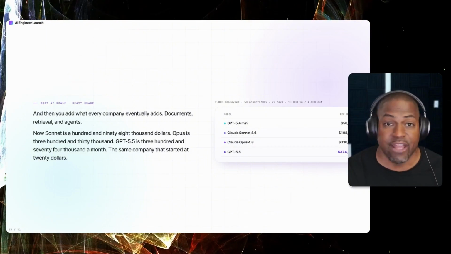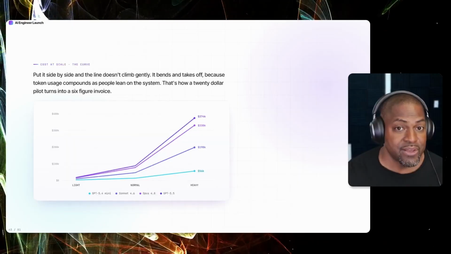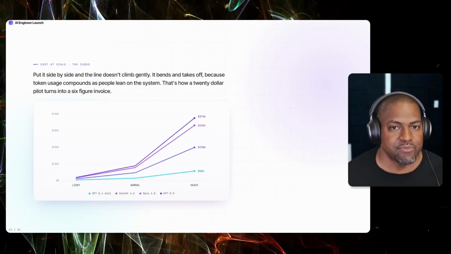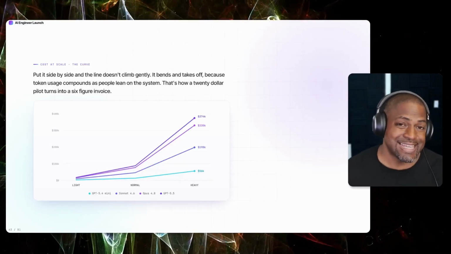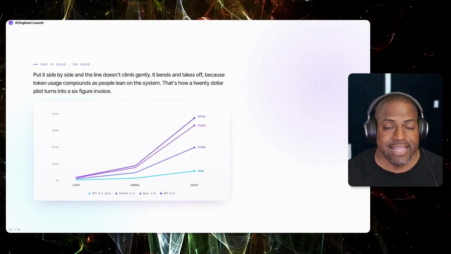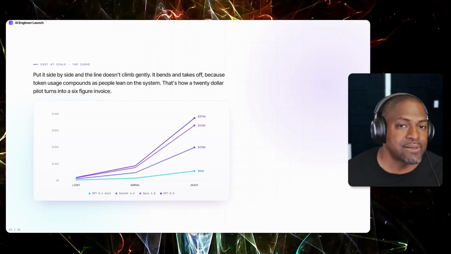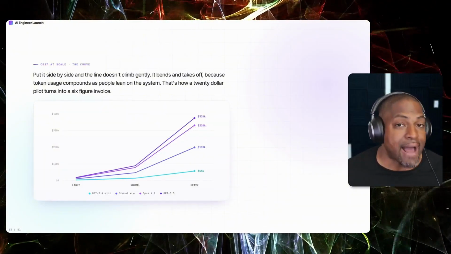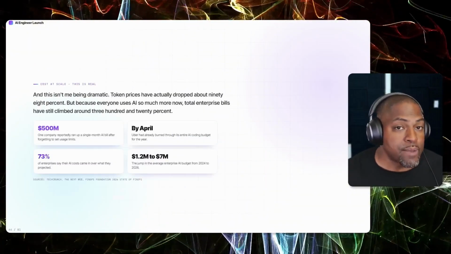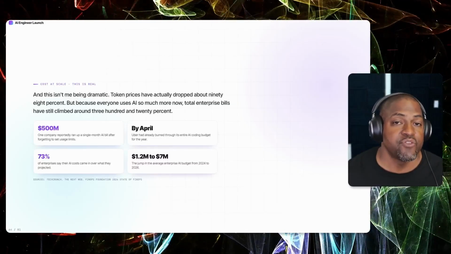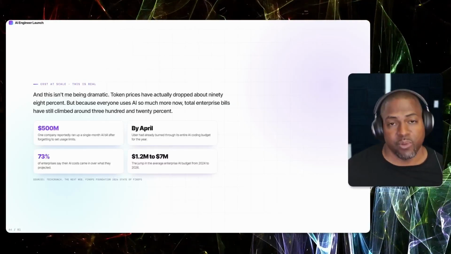Same company that started at $20 a month. And that's the reality. This is why you hear all the news: companies are blown away by the cost, not what they projected. So if you can see here, the line doesn't climb gently. It bends and takes off. It's exponential. Token usage compounds as people lean on the system more. This is how a $20 pilot turns into a six-figure invoice. Token prices dropped approximately 98%, but enterprise bills climbed 320% because usage exploded.